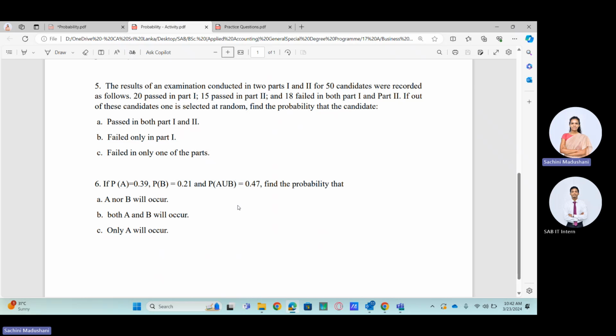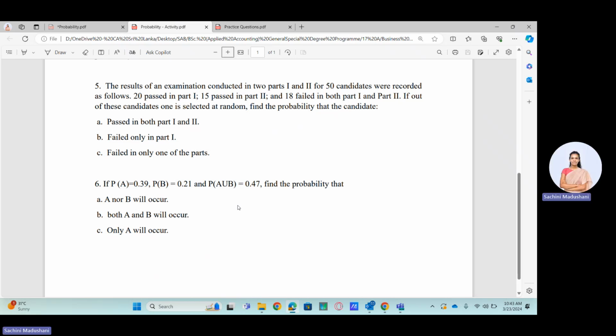The results of an examination conducted into two parts, 1 and 2, for 50 candidates were recorded as follows. 20 passed in part 1, 15 passed in part 2, and 18 failed in both part 1 and part 2. If one of these candidates is selected at random, find the probability that the candidate passed in both part 1 and part 2, failed only in part 1, failed in only one of the parts.